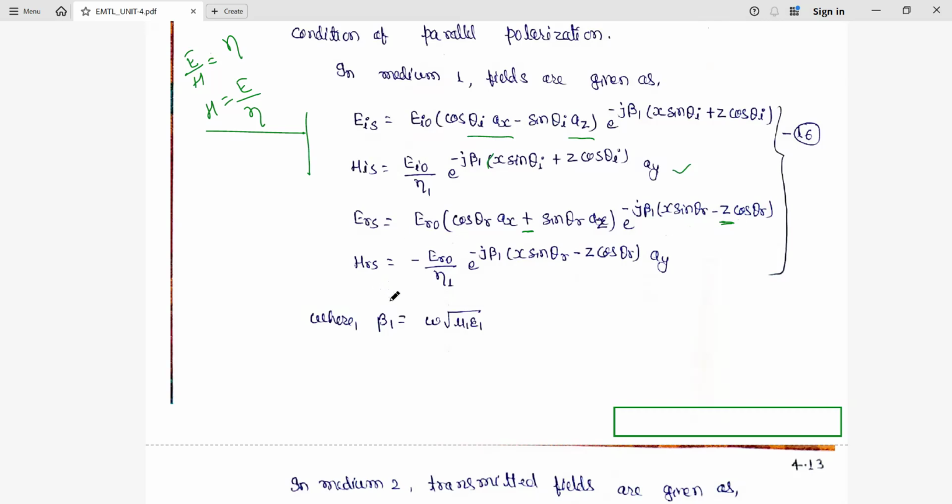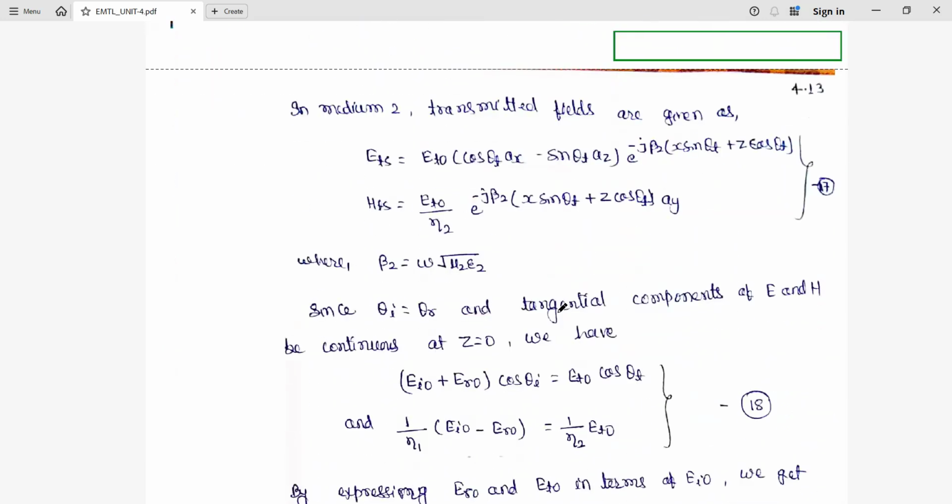Similarly, in the case of the reflected wave, we already know the direction of the magnetic field is going to change. If earlier it was along the positive y-axis, now it will be along the negative y-axis. That's why we get the negative sign outside. And the plus sign becomes negative, since the wave direction has changed from positive z to negative z. And beta_1 is omega root mu_1 epsilon_1 in the case of a lossless medium.